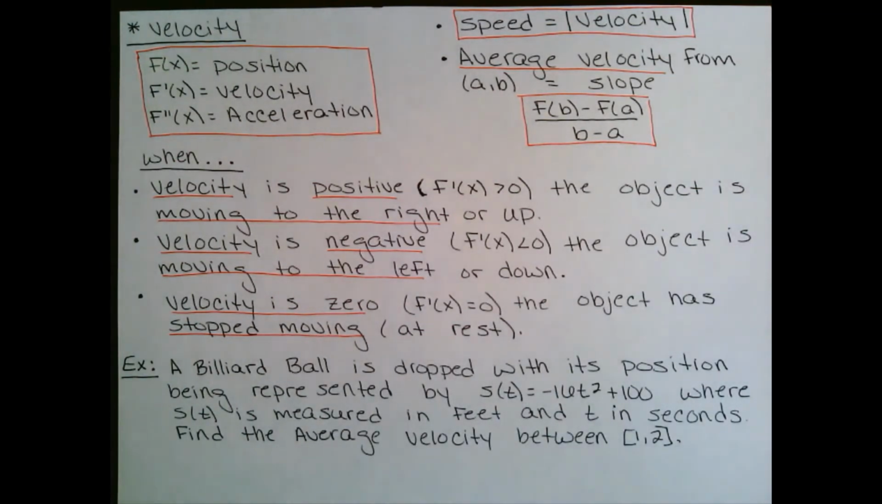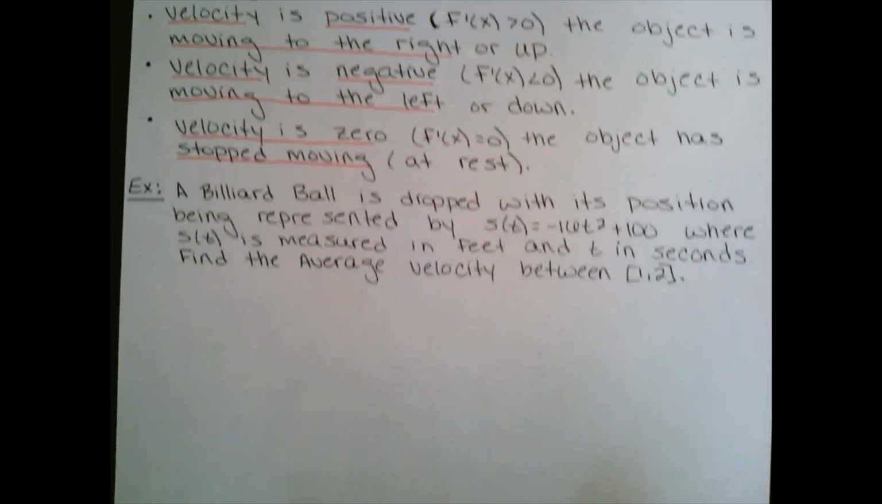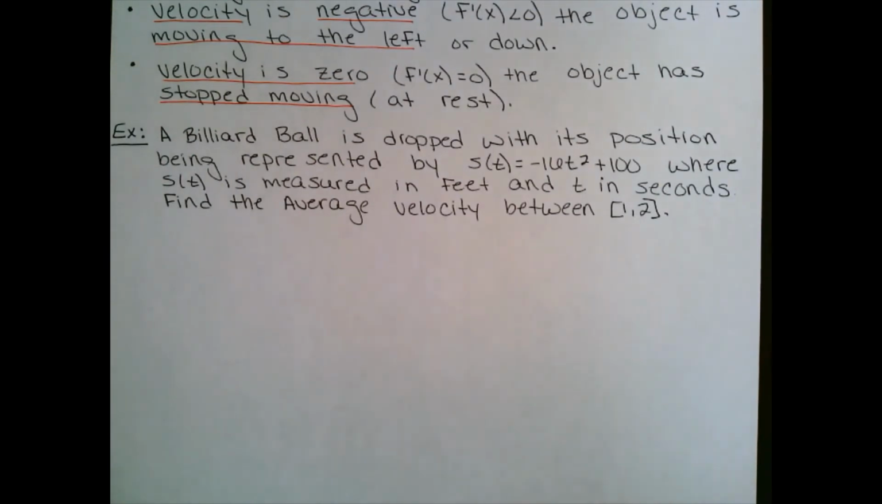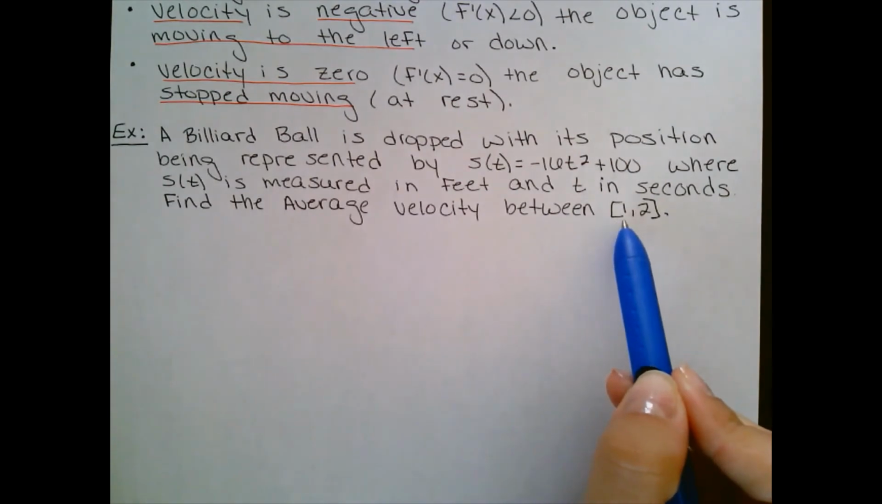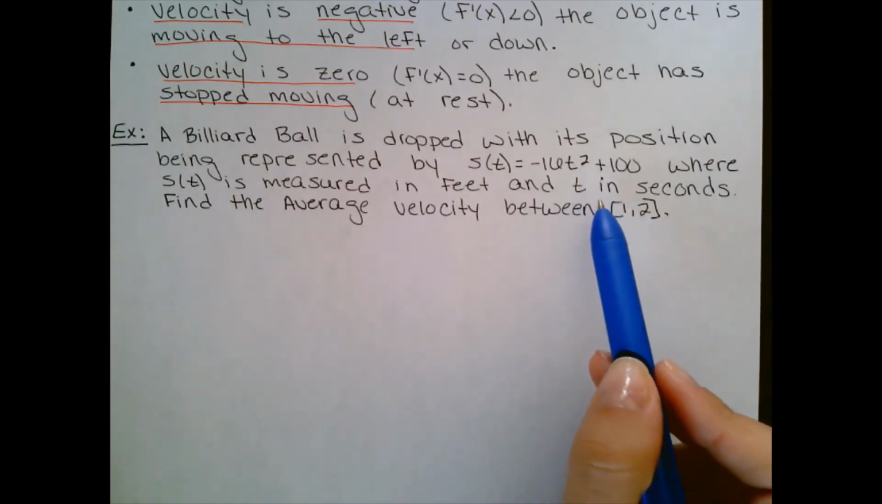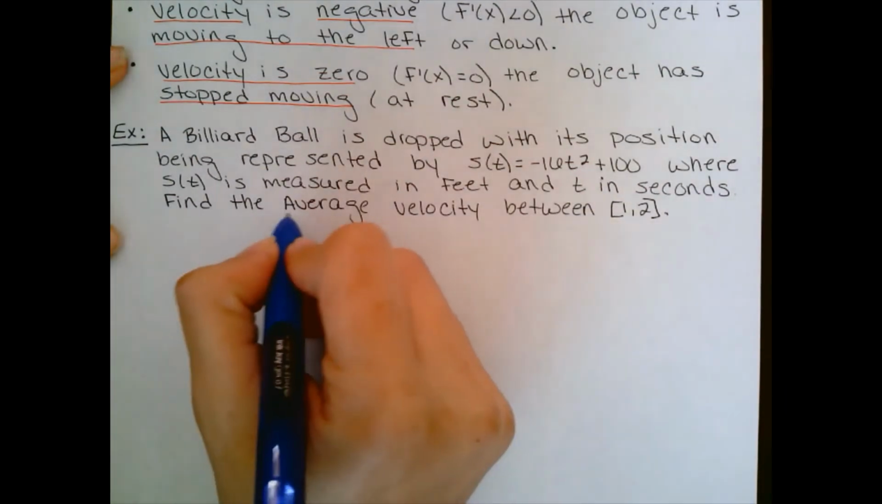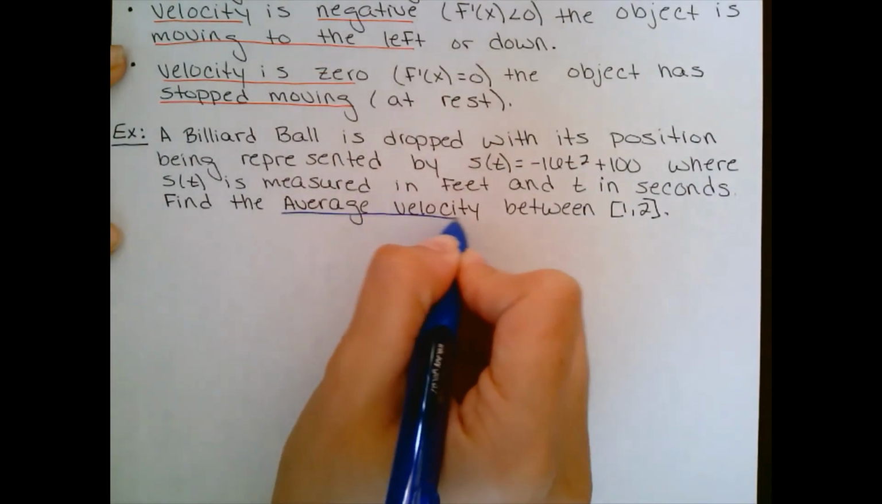So let's see what some of these questions will look like. The first example says, a billiard ball is dropped with its position being represented by s of t equaling negative 16 t squared plus 100, where s of t is measured in feet and t in seconds. Find the average velocity between 1 and 2. The word between lets me know that this is an interval, between 1 and 2 seconds. The key words here were average velocity. This is what lets me know I'm going to do slope.